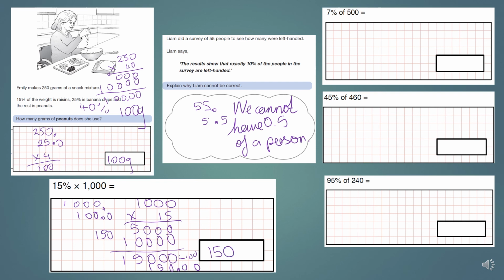Same again here, 5% of 500, 7 zeros, 7 5s are 35, and everything, if you divide by 100, would move 2 spaces to the right, giving you 35.